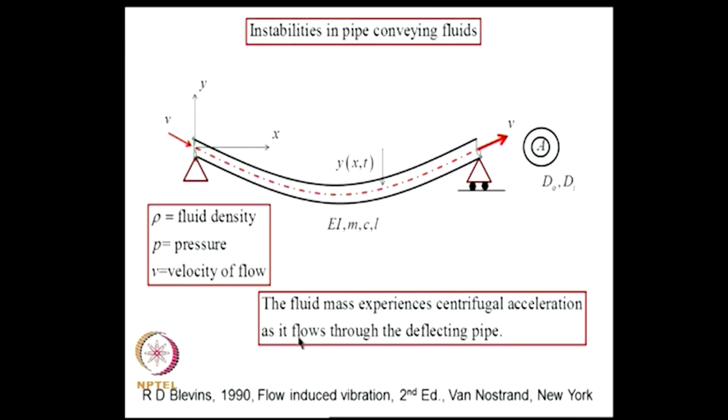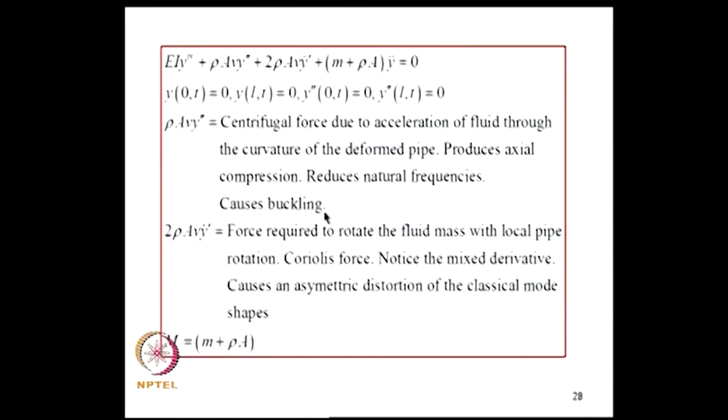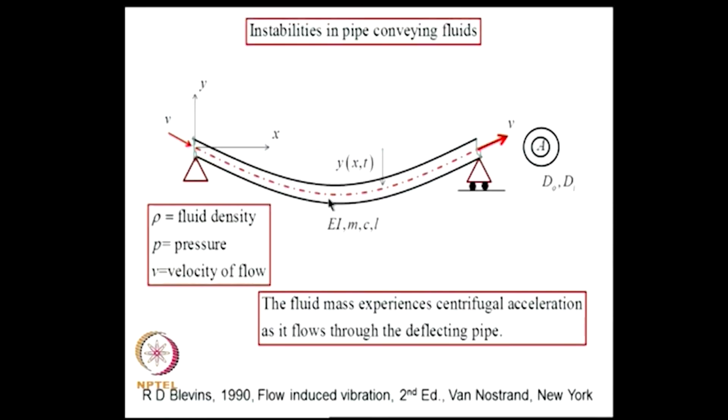Now, what we should model here is that the fluid mass experiences centrifugal acceleration as it flows through the deflecting pipe. This is the issue that we have to additionally handle, other than the stiffness and inertia of the pipe and the mass of the fluid flowing through. This book by Blevins on flow induced vibration contains many examples of fluid structure interaction problems, especially vibration problems of piping and other systems. This illustration is picked up from details provided in this book.